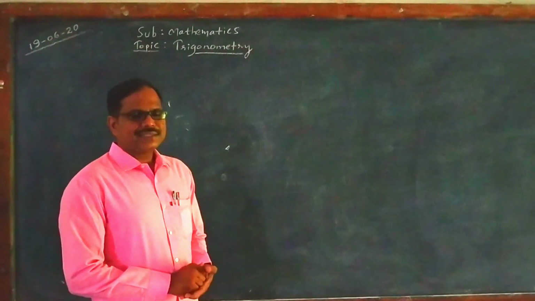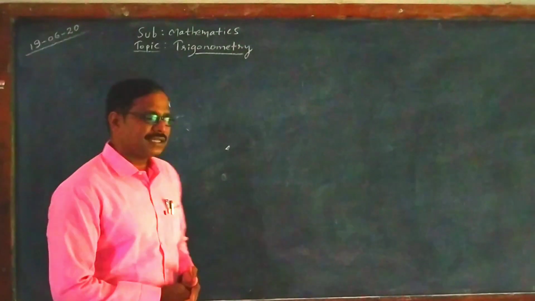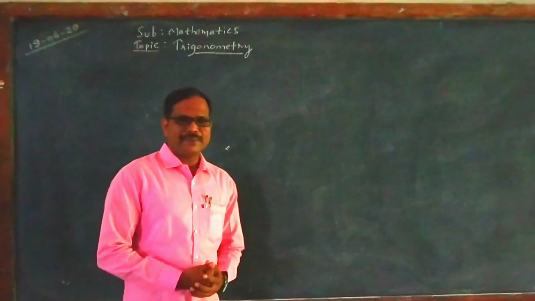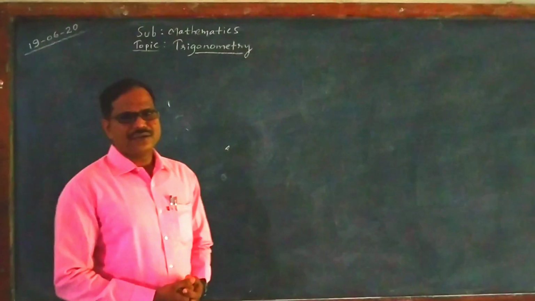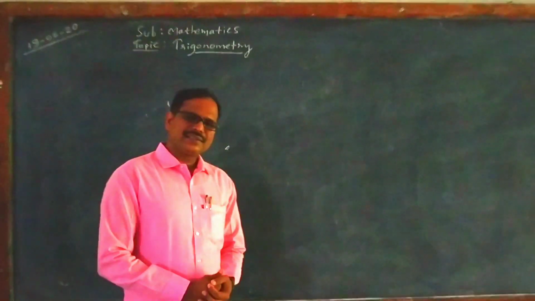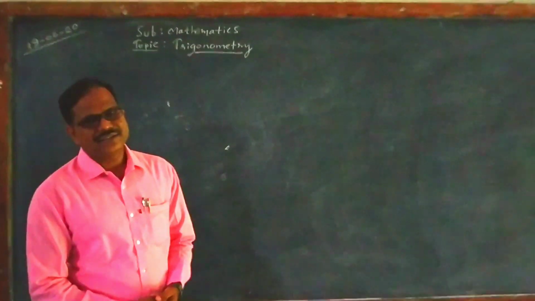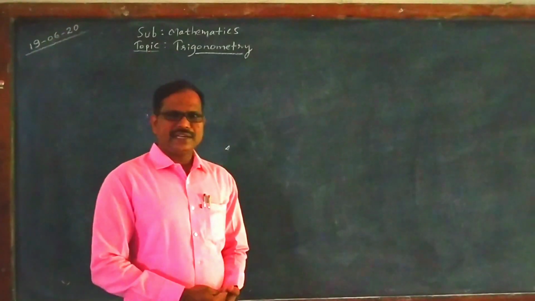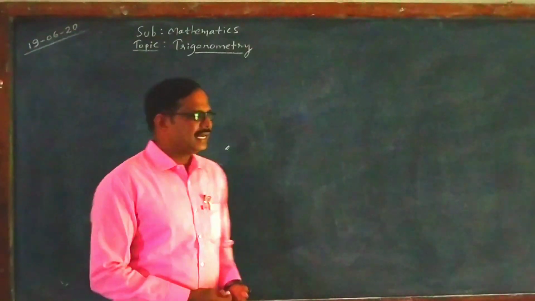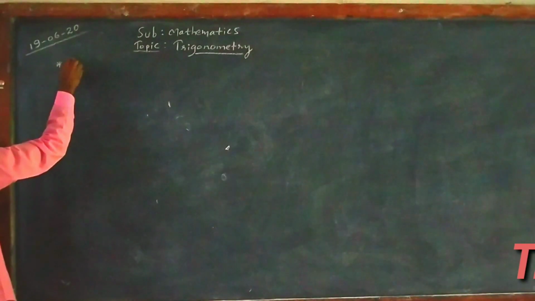In the previous class, we discussed compound angles like sin(A+B), sin(A−B), cos(A+B), cos(A−B) formulas, with values of sin 15, sin 75, cos 15 and cos 75. Today, let us see the tan(A+B) formula.